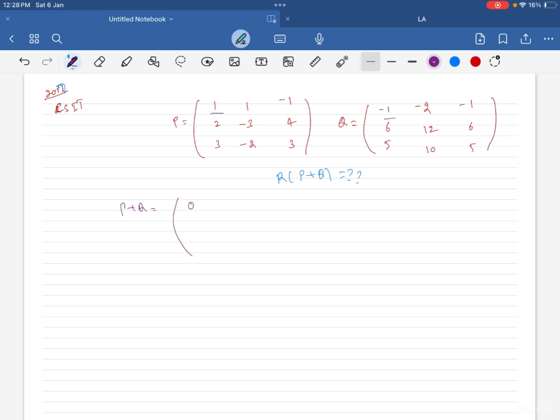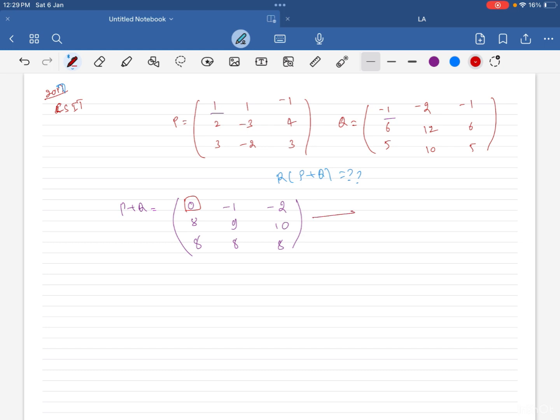So that is 0, and minus 2, that will be minus 1, and minus 1 that will be minus 2, and 2 plus 6 is 8, and 12 minus 3 is 9, and 6 plus 4 is 10, 3 plus 5 is 8, 10 minus 2 is 8, 5 plus 3 is 8. Now we can do the elimination.